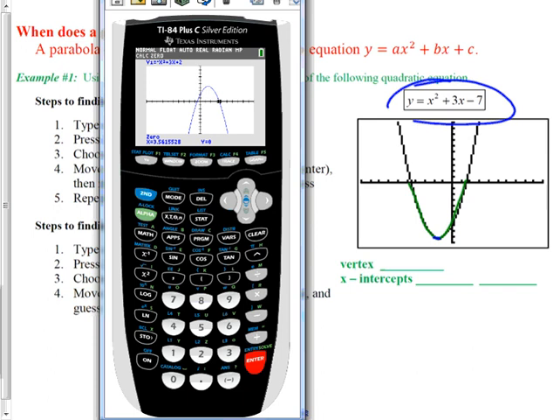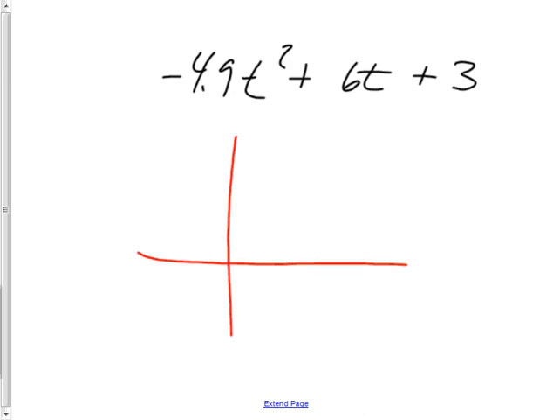Okay, you have found the zeros. You've also found the minimums or maximums. Let me show you where you'd use that in real life. Let's say they give you an equation. It's like this, negative 4.9 t squared plus 6t plus 3. That is an equation. And let's say I graph it, and it looks kind of like this.